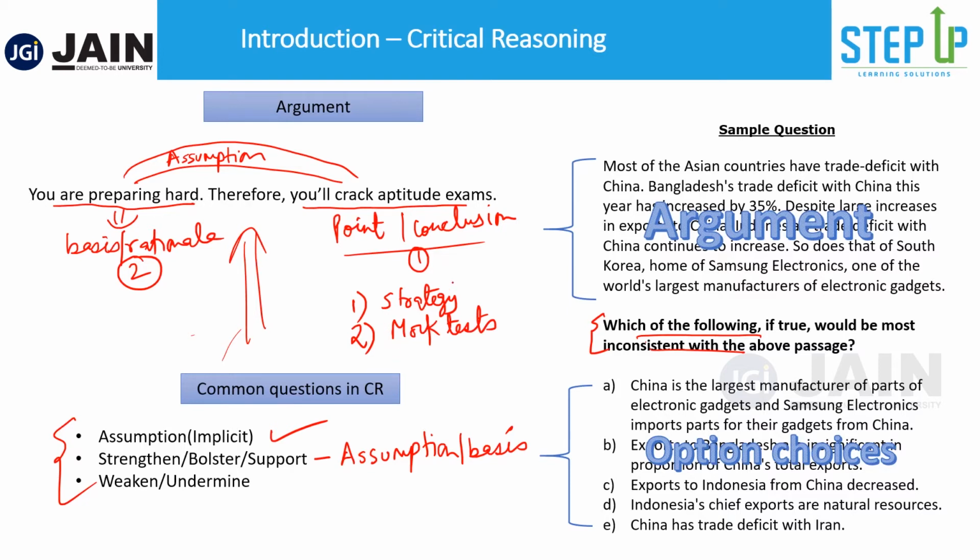So what did I just do? I just gave some additional evidence and supported your argument. Or I could also say that there has been a study which has shown that in the last few years, most people who do well are the people who worked hard. That means hard work is the single most important ingredient when it comes to success. So all these are nothing but supportive of your argument. So this is supporting the argument. Now, how can you undermine the argument?